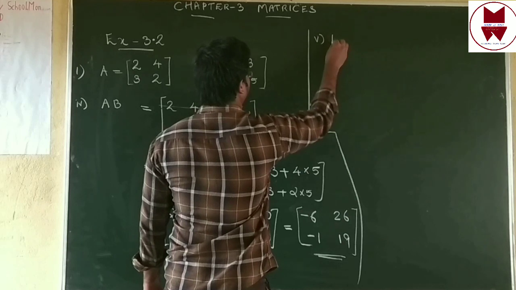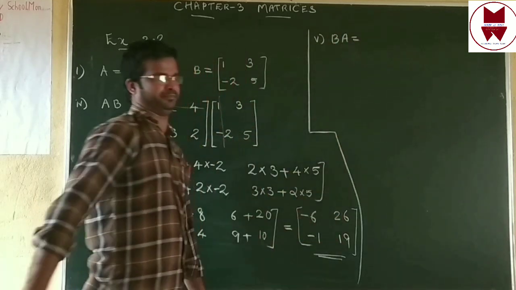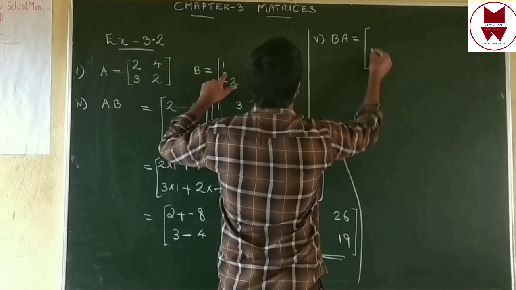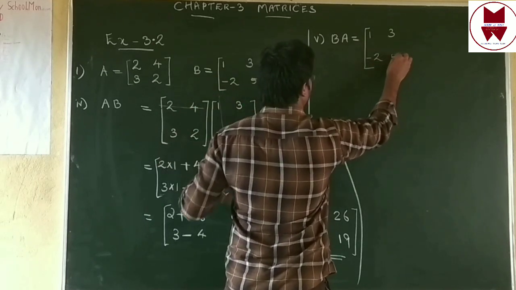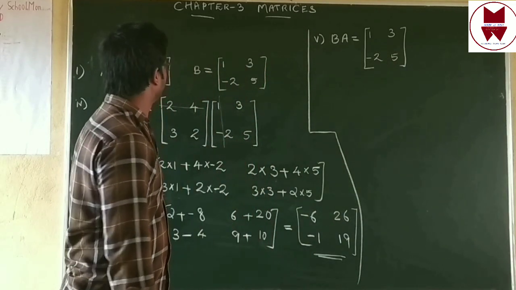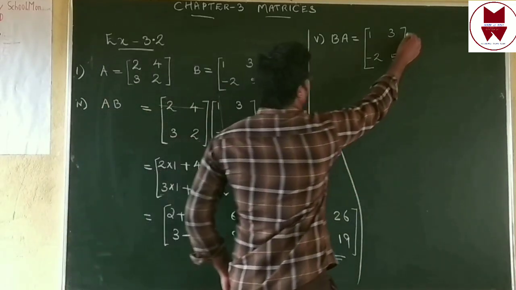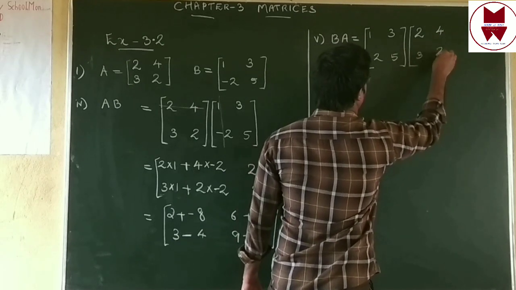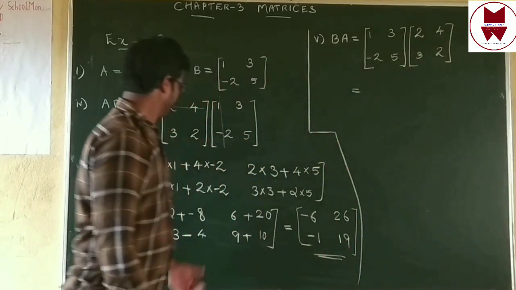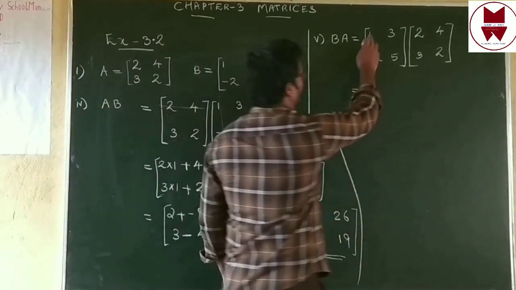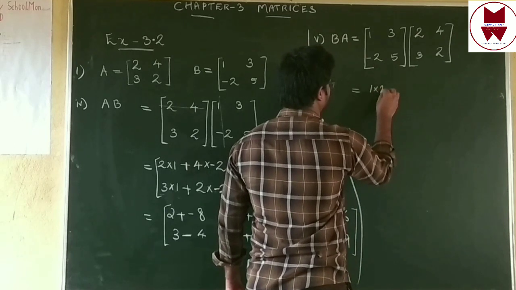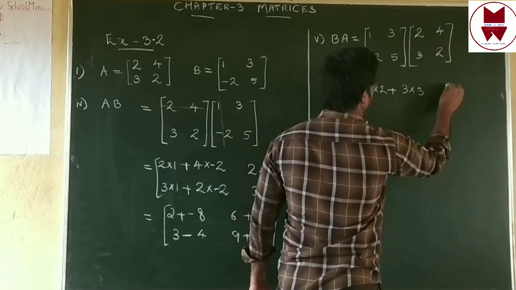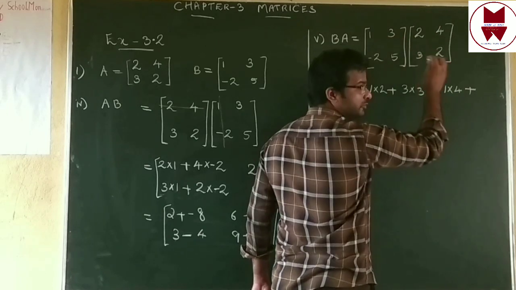Roman number 5: find B into A, BA. B into A means first write B, not A. First B, 1, 3, minus 2, 5, that is B. Then A, 2, 4, 3, 2. Same as the previous question: first row, first column, 1 into 2 plus 3 into 3. Then first row, second column, 1 into 4 plus 3 into 2.